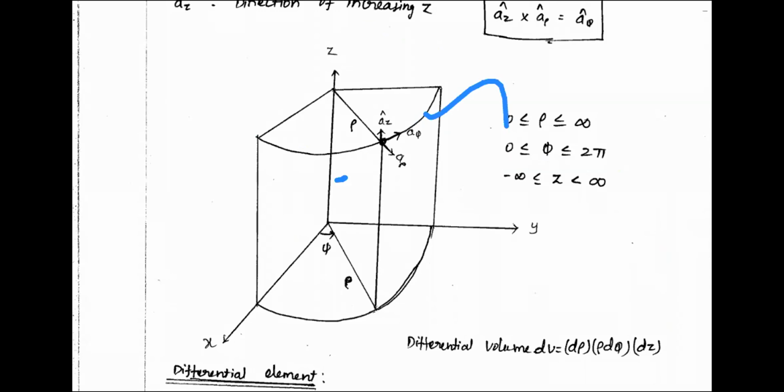A z is very simple, anyway towards z. Again, you see whether it follows the right hand coordinate system or not. Yes, it does, because rho comes first, phi comes second, then in the thumb direction there will be z.